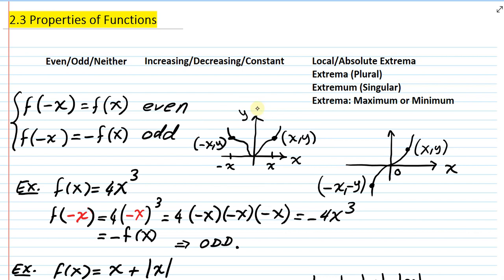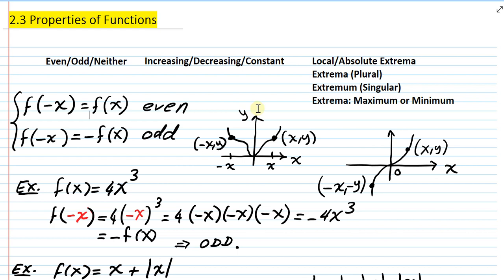So when there is a symmetry with respect to the y-axis, if there is a point on the graph, and I have this point as (x, y), then the point (negative x, y) will also be on the graph of the function. Because of that, if we change the variable x to negative x, we do f of negative x, and it ends up being the original function f of x, then that would be the indication the function is even. And remember, the implication of that is the symmetry with respect to the y-axis.